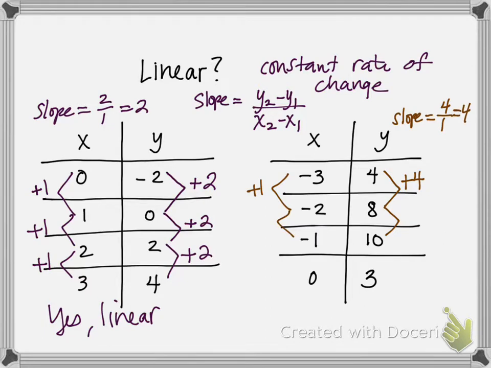From 8 to 10, you add 2, and from -2 to -1, you add 1. So we have an issue. The previous slope was 4 over 1, and this one is 2 over 1. So because the slope is not the same throughout the entire table of values, this is not linear.